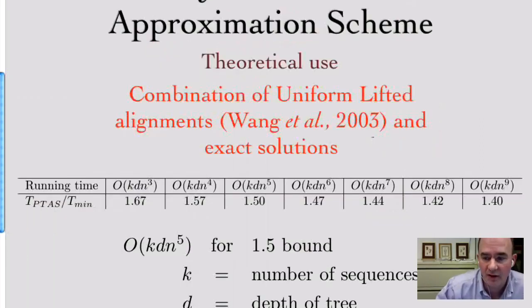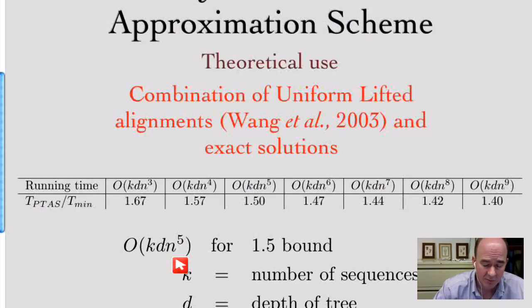Now, there are a couple of other points to be made. As I talked about earlier, we don't have a good idea or provable bounds for direct optimization, but there is a polynomial time approximation scheme for the tree alignment problem. This comes from Wang et al. 2003, and used a combination of uniform lifted alignments and exact solutions. The basic take-home message is, suppose we want a factor of 1.5 bound, the complexity is extremely high. There's a factor of the number of sequences, basically the size of the tree, the depth of the tree, or how many levels between the root of the tree and the leaves, how many splitting events there are. And if n is the length of the sequences, this is an n to the 5th algorithm to get a bound of 1.5.